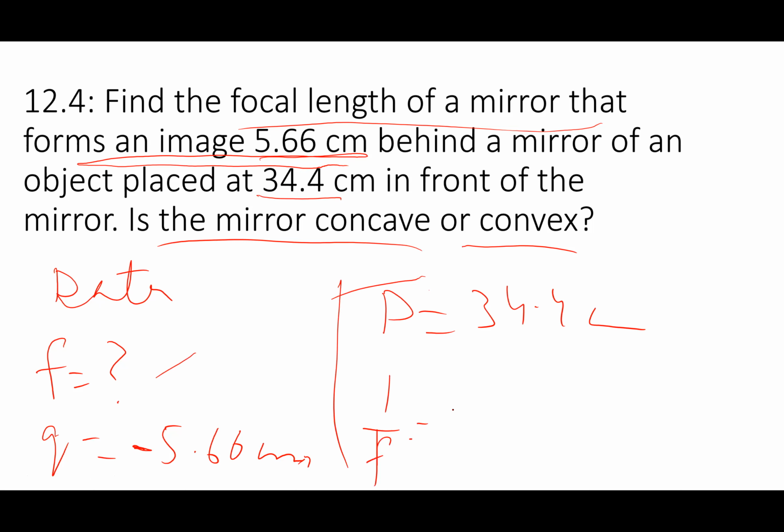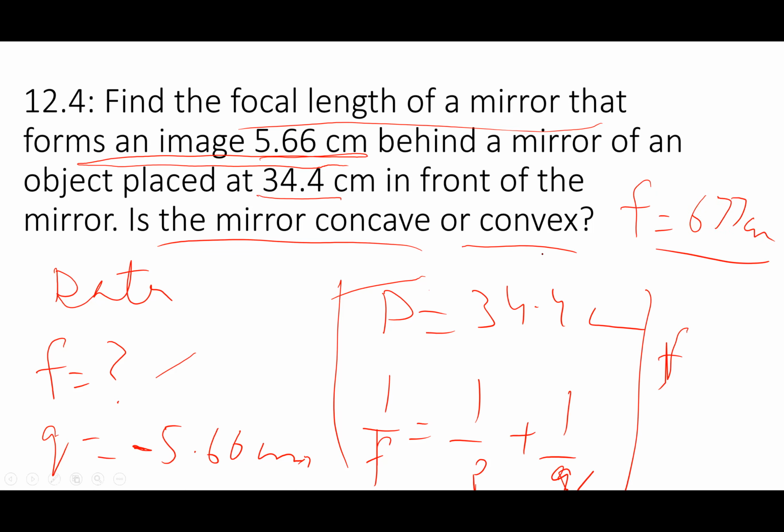To find the focal length, 1 by F is equal to 1 by P plus 1 by Q. Do it. You will get the value of focal length. Focal length is equal to 6.77 centimeter. There is a mistake in the book in this question. In some books it is given 6.77, and for some other numericals other answers are also written in the book. So the correct answer is this one.